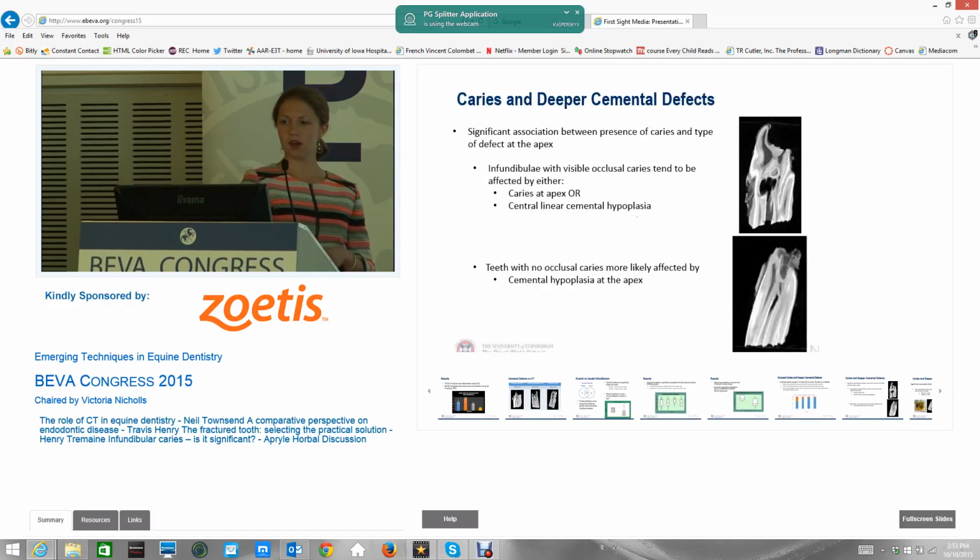As far as comparing caries on the surface and trying to predict what's deeper within the tooth, if you have an infundibulum with visible caries, you tend to either have caries at the apex or central linear hypoplasia at the apex. Interestingly, teeth with no occlusal surface caries are more likely to have cemental hypoplasia at the apex than anything else.